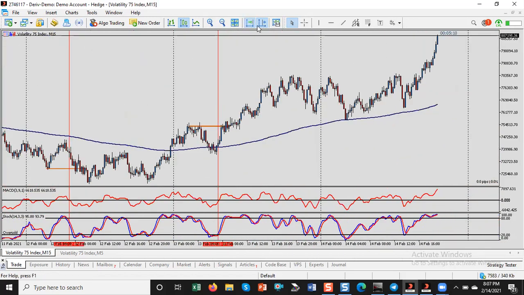Before we start, I just want to explain something to us. The market, we know, moves in a series of higher highs and higher lows for an uptrend. So once we have been able to identify higher highs and higher lows, we can confirm that the market is in an uptrend.